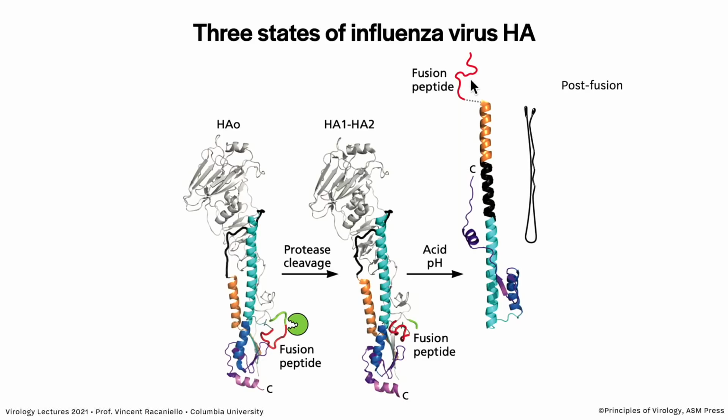And then once this happens, it then hairpins. It doesn't want to stay in this extended conformation, so the helices fold back on each other, form a hairpin, and that brings the two membranes together. That's how the fusion works.